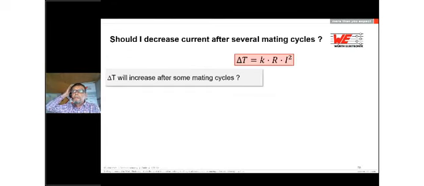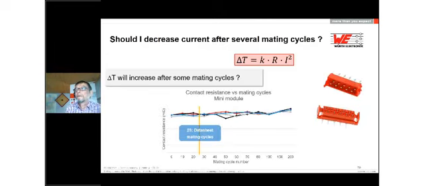Should I decrease current after several mating cycles is also a question which customers ask us often. So we made a test, but we are really conservative regarding our mating cycles. Here is a mini module connector from our portfolio and we tested it. The data sheet says 25 mating cycles and we increased the mating cycles up to 200 and, as you can see, not many things happen here. The resistance does not rise in a fast way.